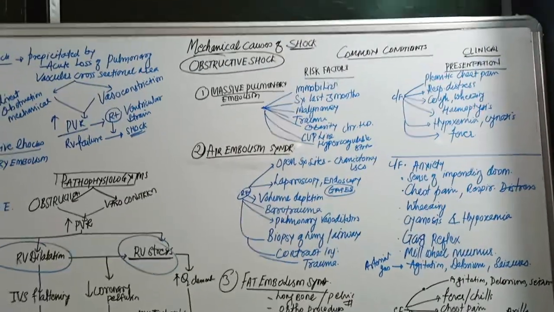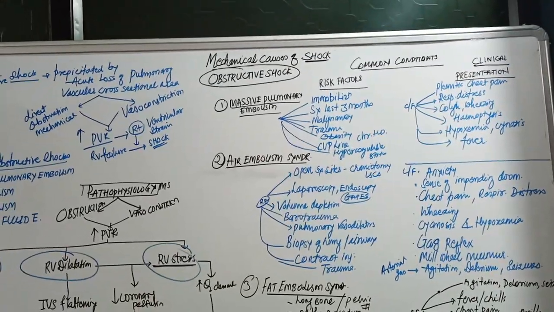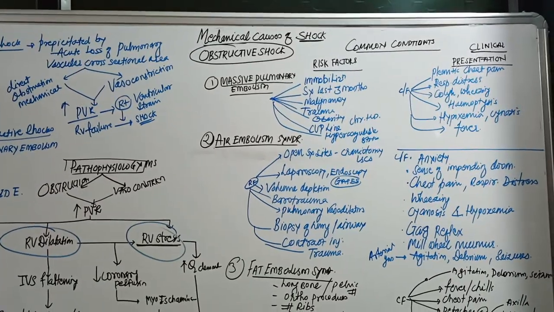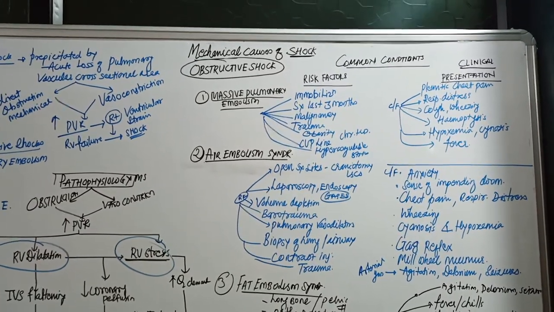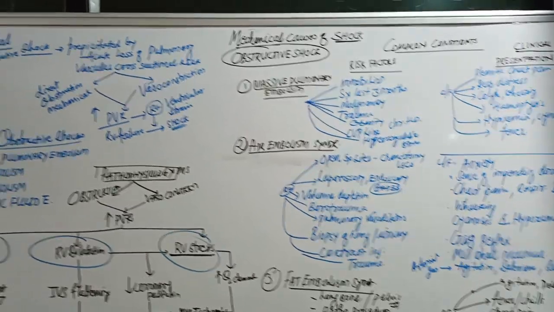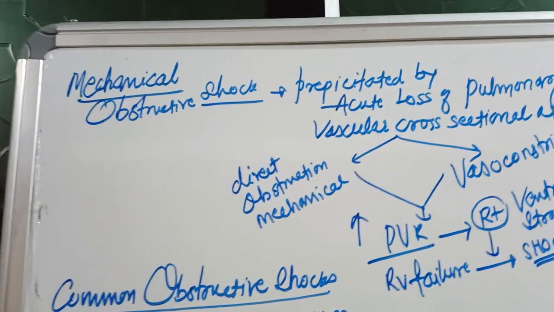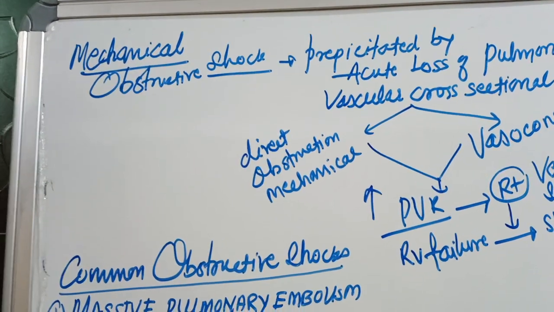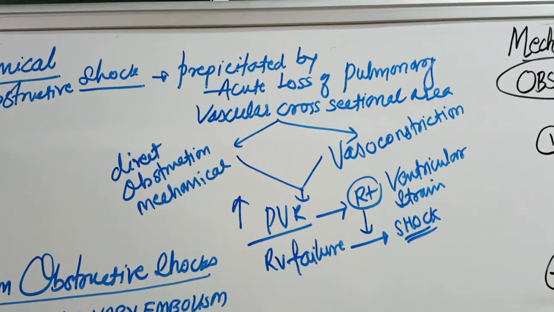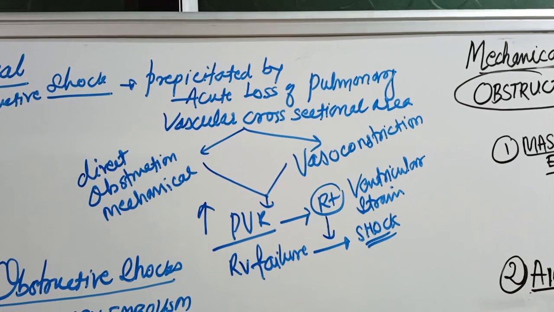Hi, this is mechanical shock or obstructive shock in the shock series. Mechanical shock is also called obstructive shock. The mechanical obstruction leads to shock which is preceded by acute loss of pulmonary vascular cross section area.